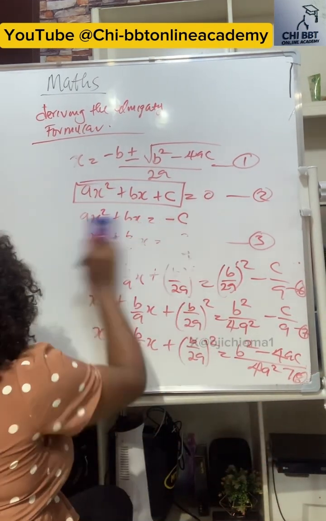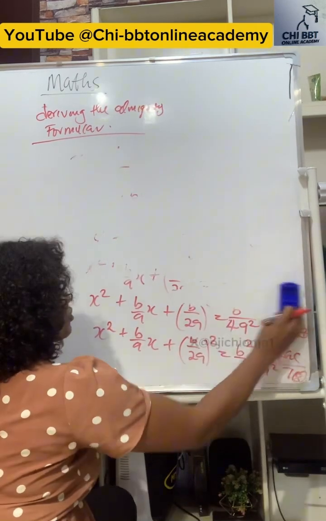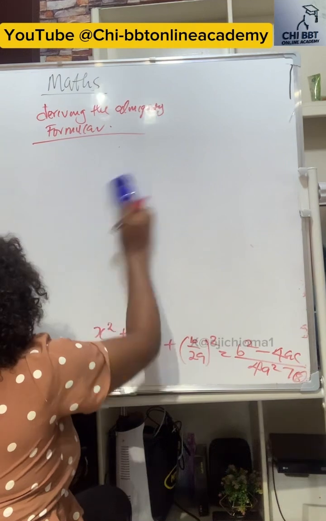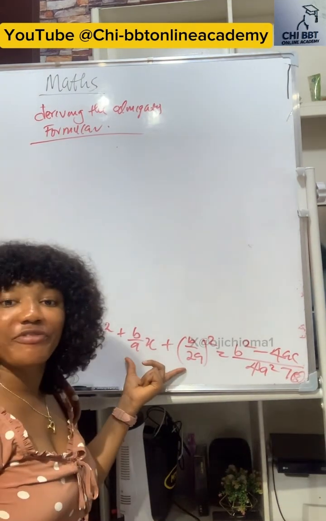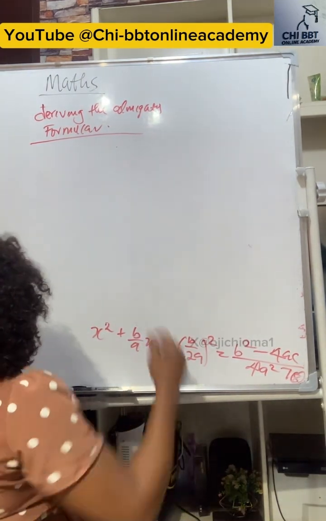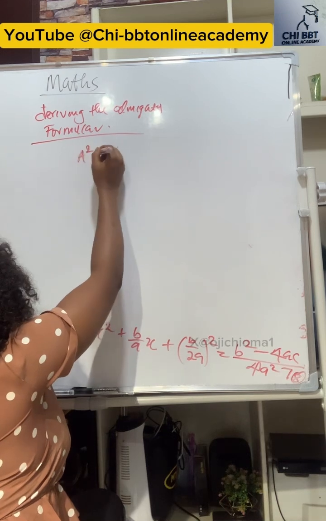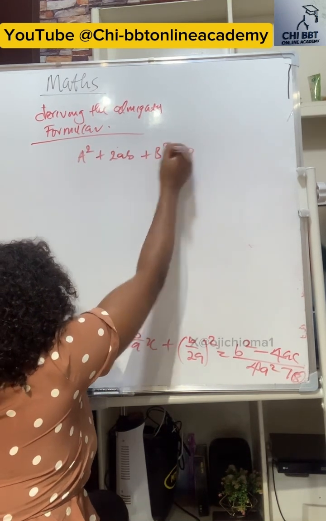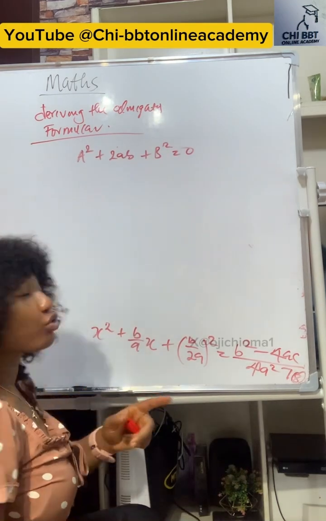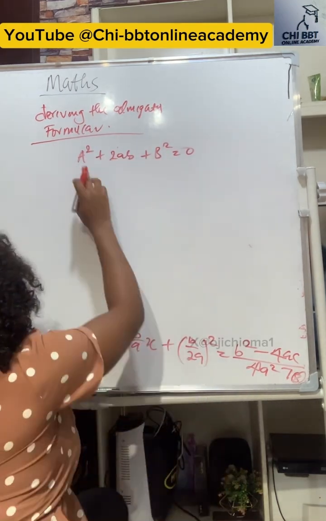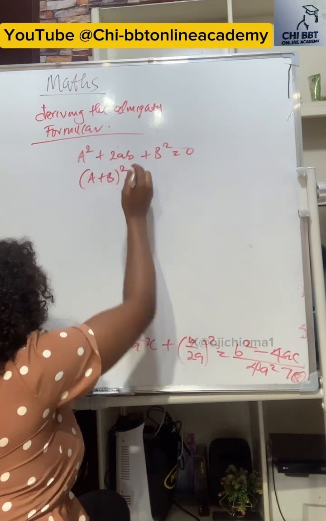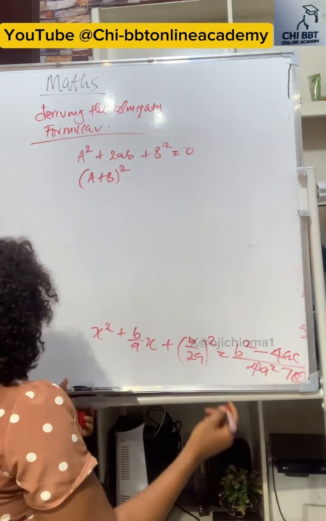So let's clean, and that's what they call the perfect square trinomial. If you look at this, it is in the form of a perfect square trinomial. A perfect square trinomial is like this: a raised to power 2 plus 2ab plus b raised to power 2 is equal to 0. This is a perfect square. And if you want to find the root of this perfect square trinomial, you say a plus b raised to power 2. That's like the identity, that's like the root, right?